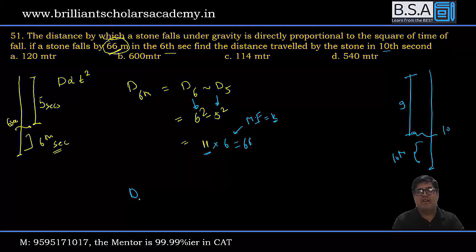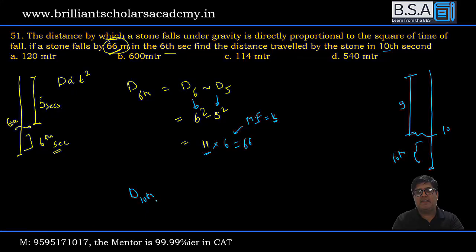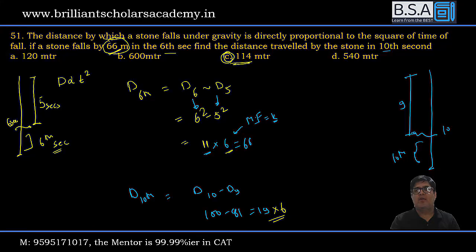So distance traveled in the 10th second is equal to distance traveled in 10 seconds minus 9 seconds. 100 minus 81, which is 19. According to me, it should be 19. But what is the multiplying factor or constant of proportionality? 6. So 19 into 6. It should be 114 meters.